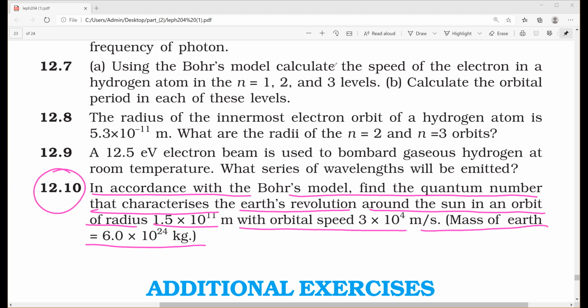So here 12.10 is very easy. How are we going to solve this one? Everything is given: the mass of Earth is given, and they have given Earth's revolution around the Sun in an orbit of radius 1.5. They ask us to find the quantum number. So let us see how to solve this one, that is 12.10.